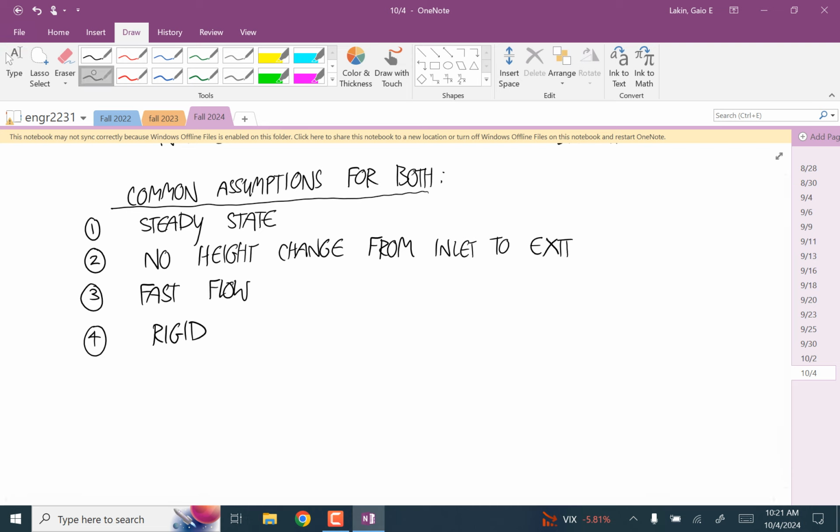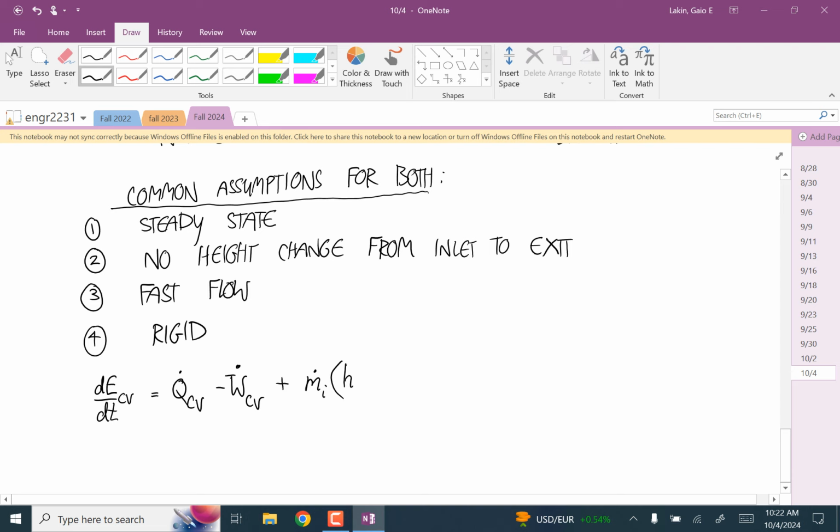So let's write out the full form of the first law for control volumes and just start canceling stuff. dE/dt for the control volume is equal to Q dot for the control volume minus W dot for the control volume, plus m_i dot times the quantity h_i plus v_i squared over 2 plus g z_i, minus m_e dot times the quantity h_e plus v_e squared over 2 plus g z_e.